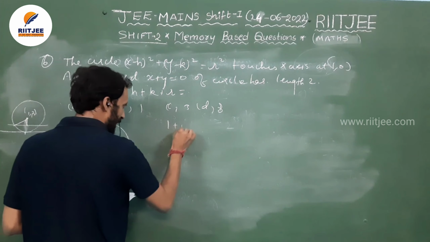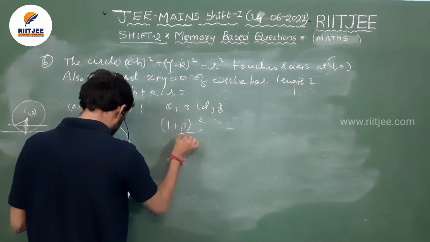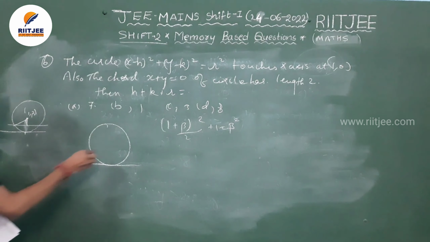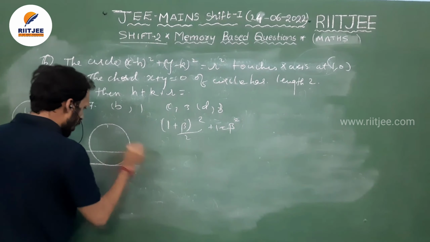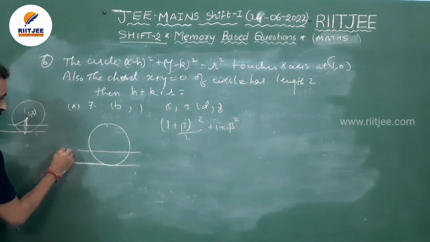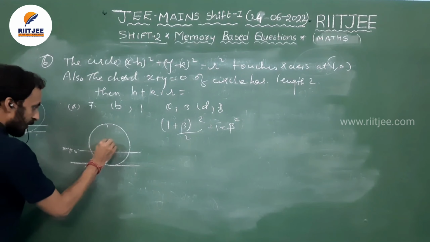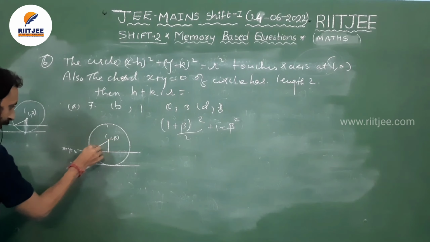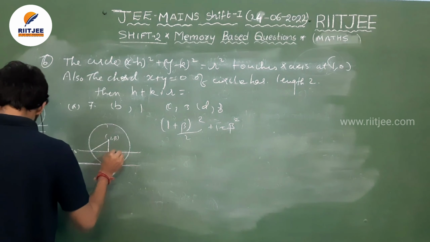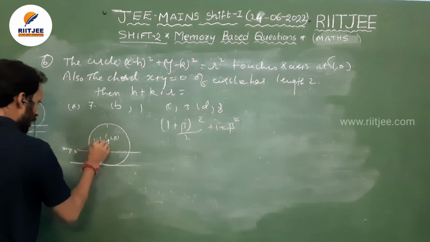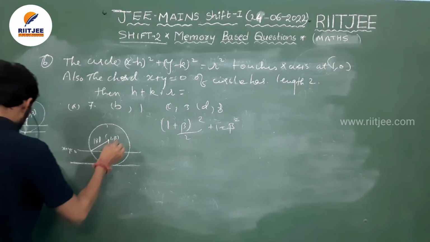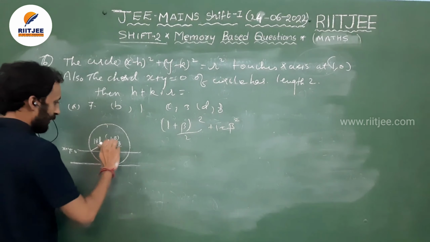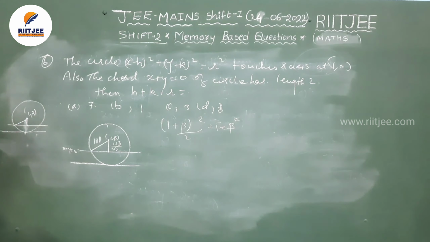So I can write it simply as ((1 plus beta) whole square) by 2 plus 1 equals beta square. Because if this is the chord x plus y equals 0, then this is the center (1, beta) that I have taken, and this is the hypotenuse, which is mod of beta. And this is (1 plus beta) by root 2. So I have used the simple Pythagoras theorem.